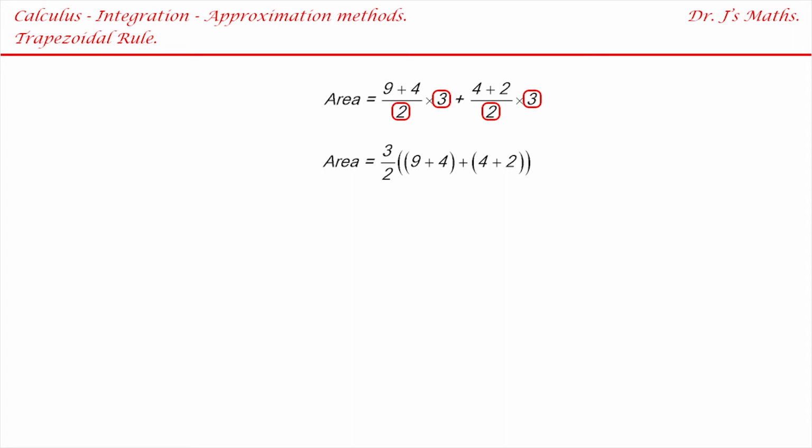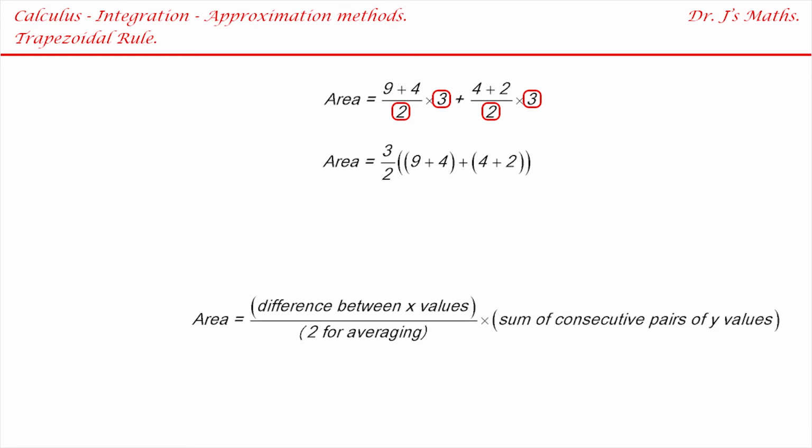That's a bit easier. So we can rearrange our concept of the formula now to say that the area of a trapezium, when we're applying the trapezium rule, can be the difference between the x values divided by 2 for averaging, and then simply the sum of consecutive pairs of y values. A lot easier to think about it if we do it that way.